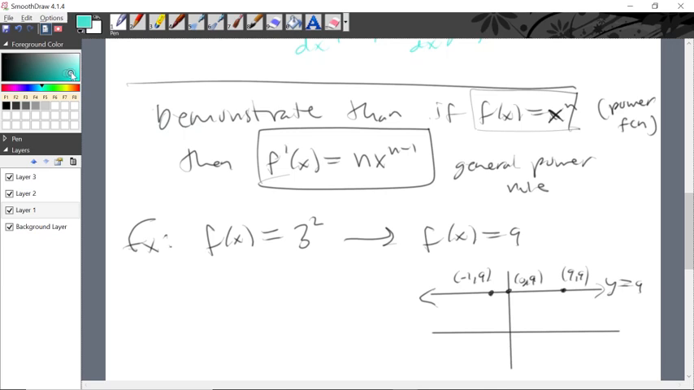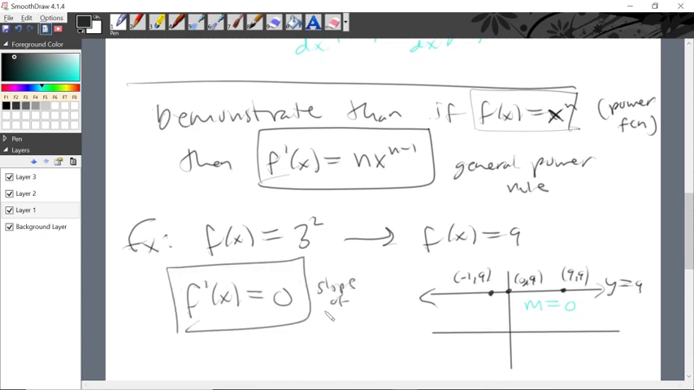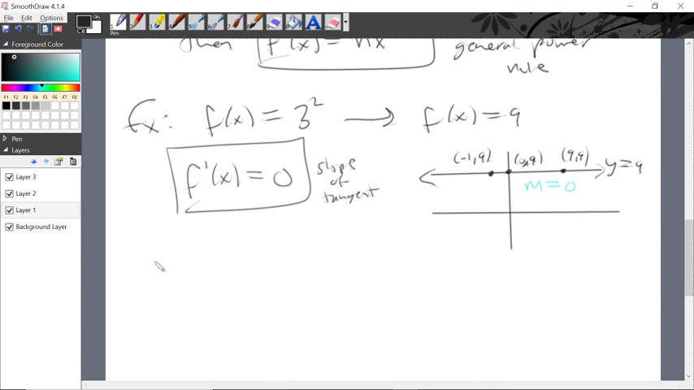And what is the slope of this curve? Well, it's a line, and the slope is equal to 0. So we expect that f prime of x is therefore going to equal 0. That would be the slope of the tangent line. Now let's show that by the limit definition. So f prime of x, no matter what value of x we plug in, that's all real numbers in this case, the derivative is going to equal 0.